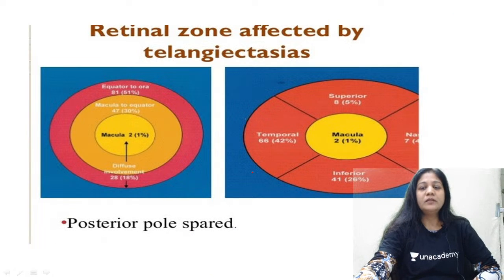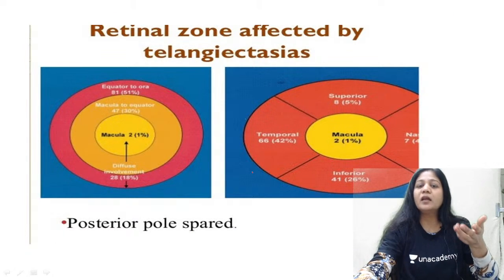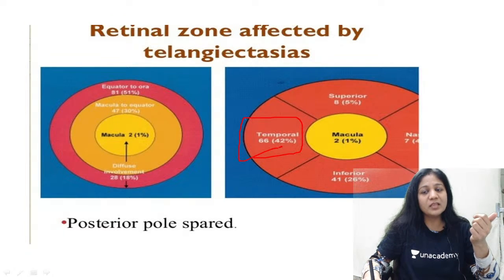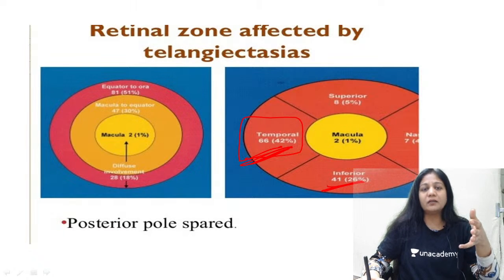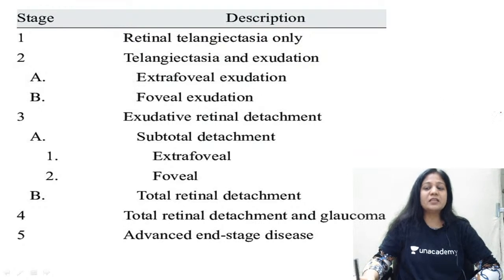Okay. Now here again I am telling you that the posterior pole is rather spared. Macula is very rarely involved. More or less you see problems in the temporal region, and then you have the inferior part of the retina which is involved. Okay. Now guys, this is the staging which you need to learn.